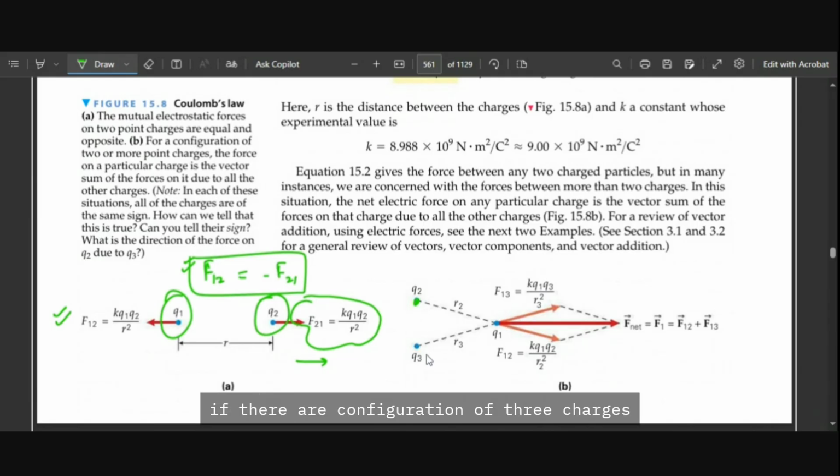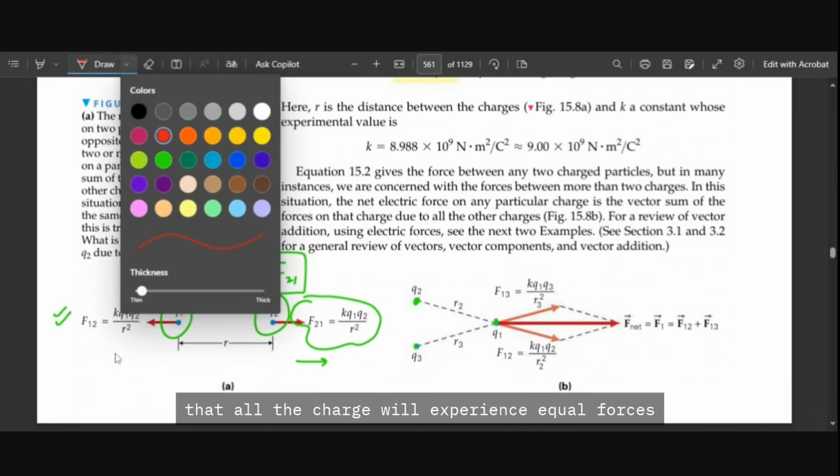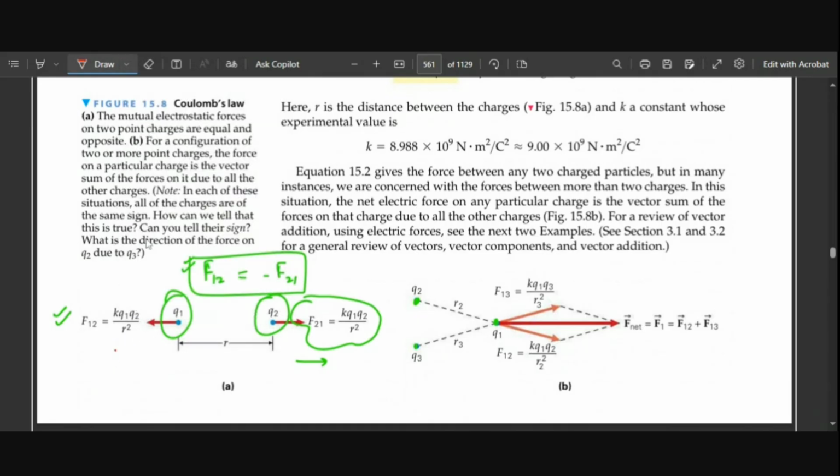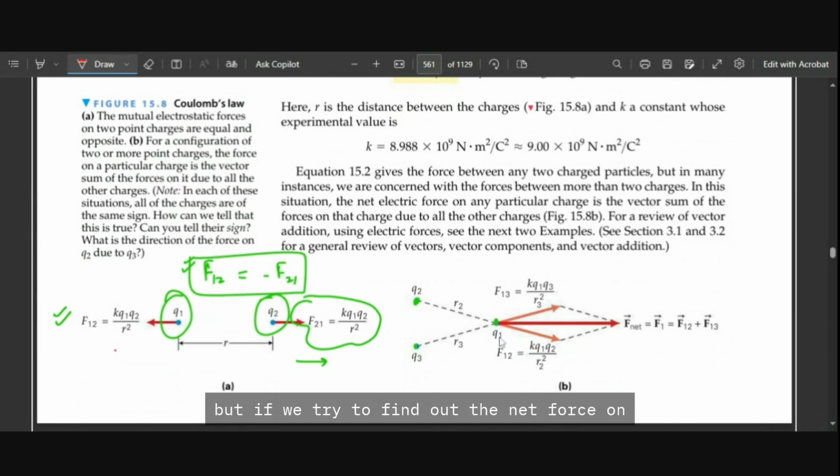Similarly, if there is a configuration of three charges, and these three charges are separated like that, or maybe drawn like that, and I try to find the net force on any of the given charges, we have to understand this fact that all the charges will experience equal forces. But if we try to find the net force on any of the given charges, we have to simply understand that positive will repel. So if q1 and q2 are positive, they will repel each other. So q1 will experience force in this direction, which is represented by this particular vector.